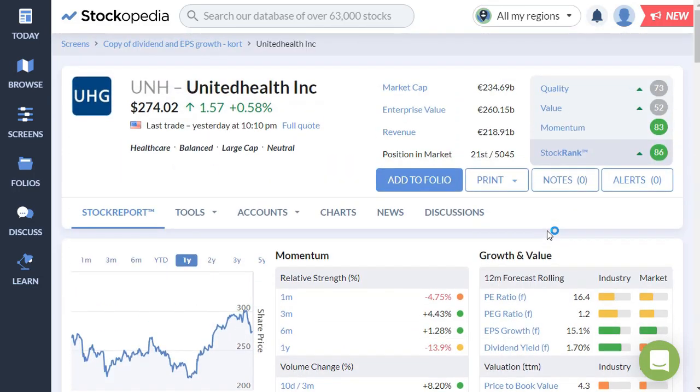Okay, so United Health here is actually one that I might want to put on my list, because it is balanced, it is large cap, and it is neutral. So that is actually something I might want to go with.